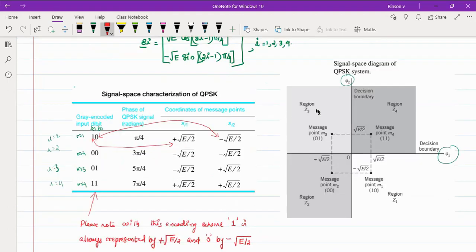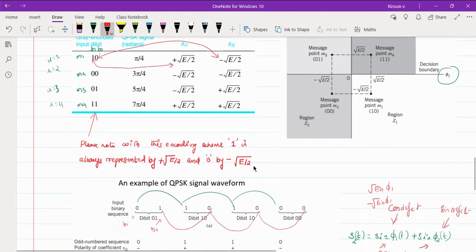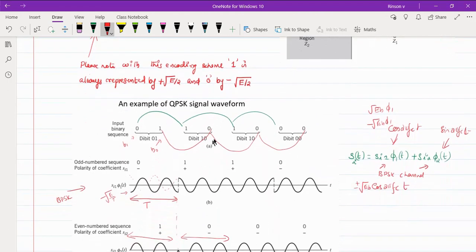Now the signal space diagram. This is a signal space diagram. You have two bases, phi 1 and phi 2, and this is my first message point. What is the first message point? M1 is plus root E by 2 and minus root E by 2. So this is my point. Similarly, we can find the other points too. This is an example of a QPSK signal waveform.